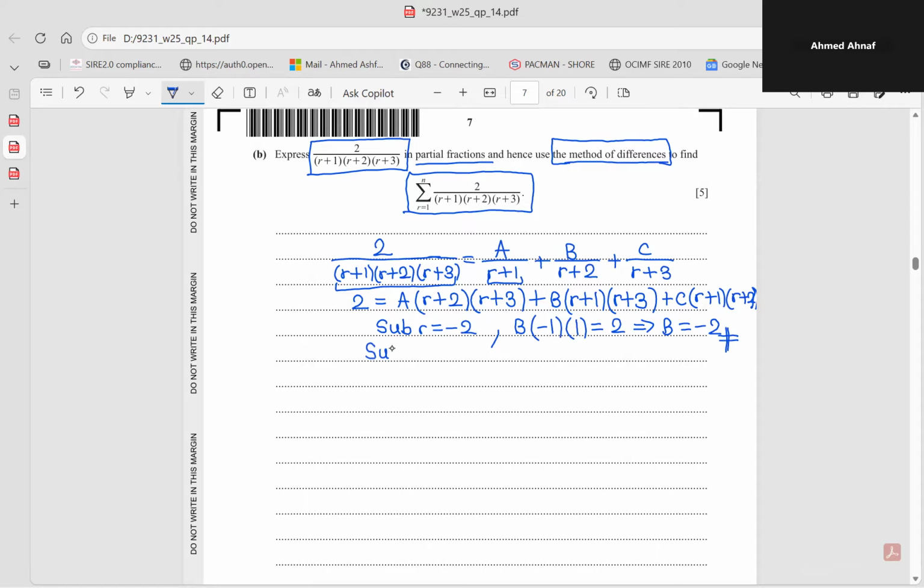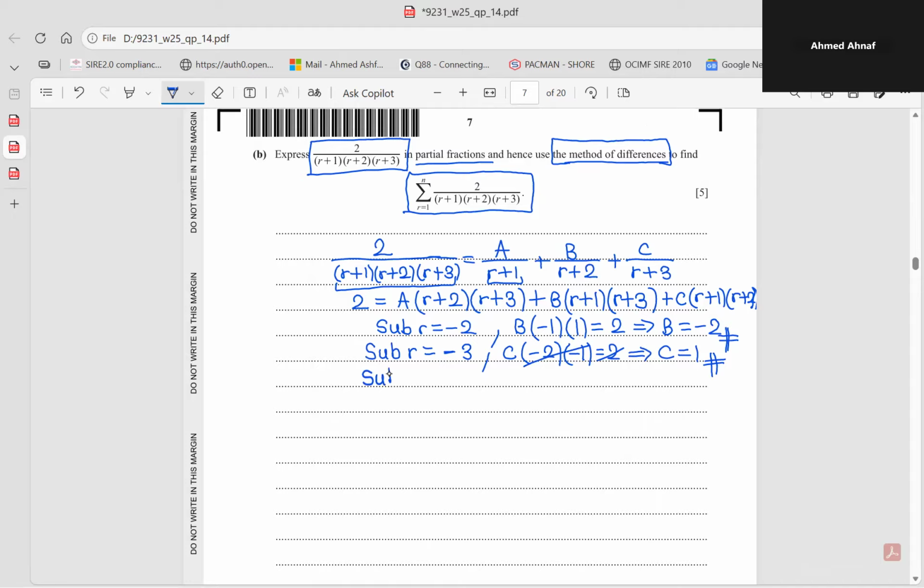And now you're supposed to sub r equals -3. By doing that, A is going to be gone, B is going to be gone, so C only. So -3 plus 1, that's -2. -3 plus 2 is -1, equals 2. So -2 times -1, that's 2. So yeah, they cancel out. Therefore, C is equal to 1.